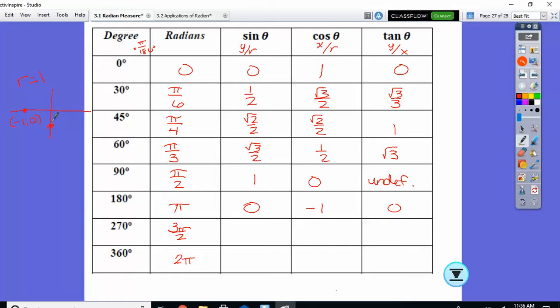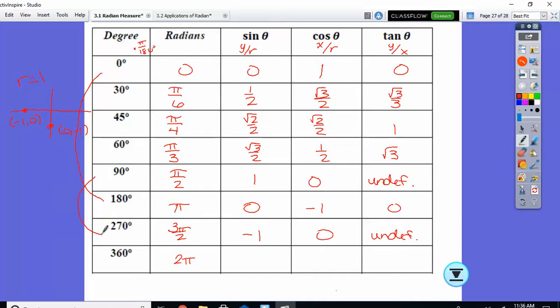270, this is like the point 0, -1. So sine y over r is -1. Cosine x over r is 0. Tangent y over x, -1 over 0, undefined. You'll notice like 0 and 180, they're similar except for the 1 becomes negative.